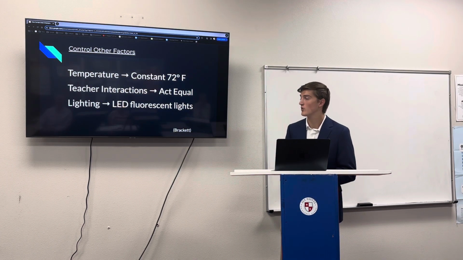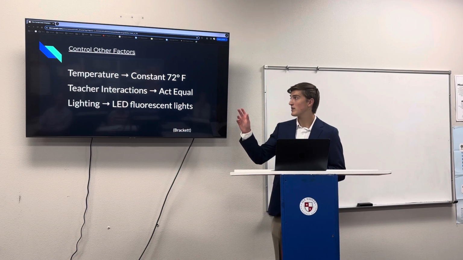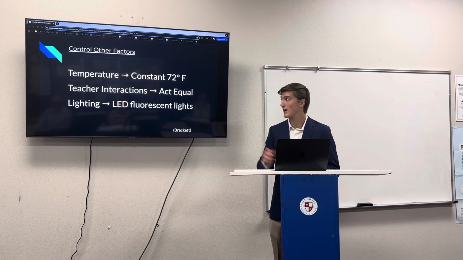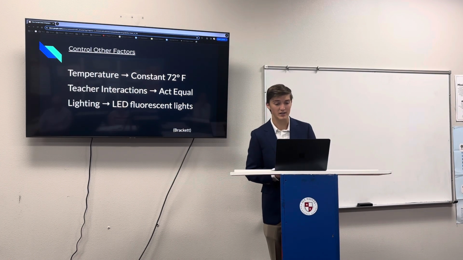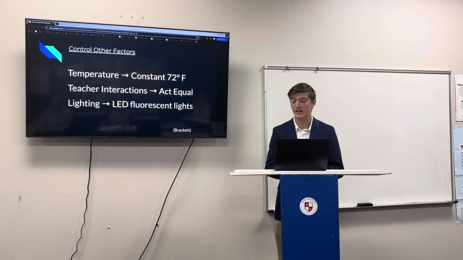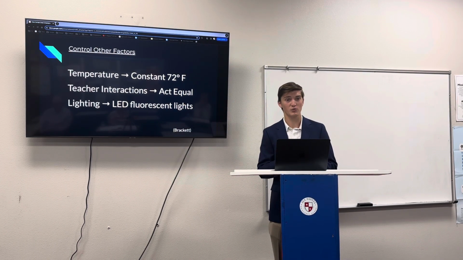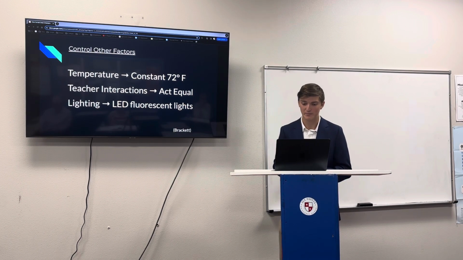So how will I control these several factors mentioned earlier? So I plan on keeping the temperature within the classroom at a constant 72 degrees Fahrenheit, which, according to Mark Brackett's article, Classroom Emotional Climate, Teacher Affiliations, and Student Conduct, is a neutral temperature that has no effect on student productivity within a classroom environment.